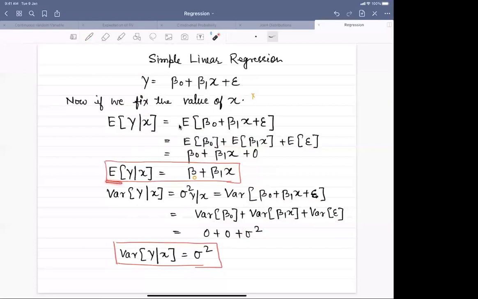The mean of y will be this. The expectation will be this, and the variance will be sigma square. So it will have the variance as that of the epsilon, but the mean will be beta naught plus beta 1 x. So now the implication of epsilon being a normal random variable is that it makes y also a normal random variable at a given x, with a mean beta naught plus beta 1 x and with a variance sigma square.